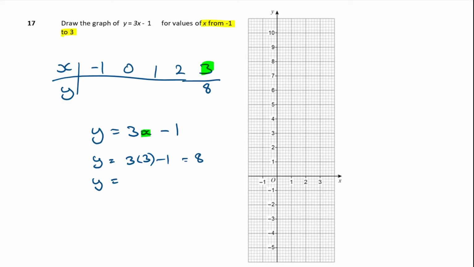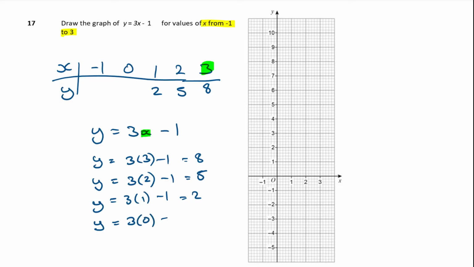When x is 2, I'm going to get y as 3 lots of 2 minus 1. 3 times 2 is 6, take away 1 is 5. And then when x is 1, 3 lots of 1 take away 1. 3 times 1 is 3, 3 take away 1 is 2. And then usually after a while you start spotting the pattern. Can you see the pattern yet?